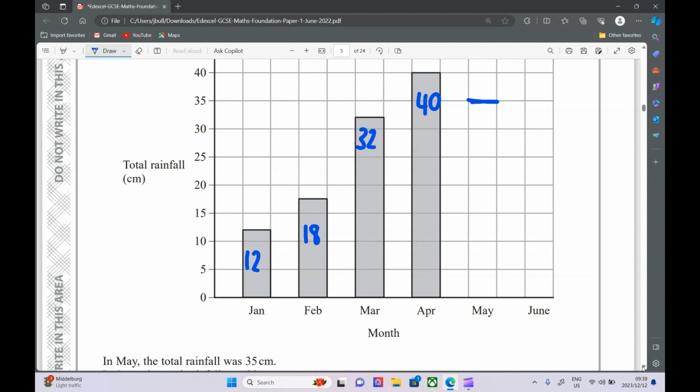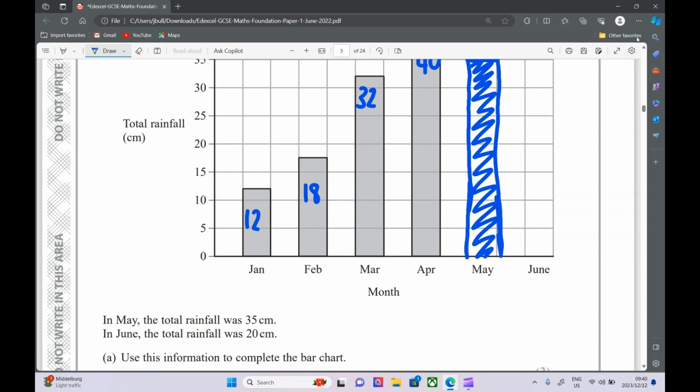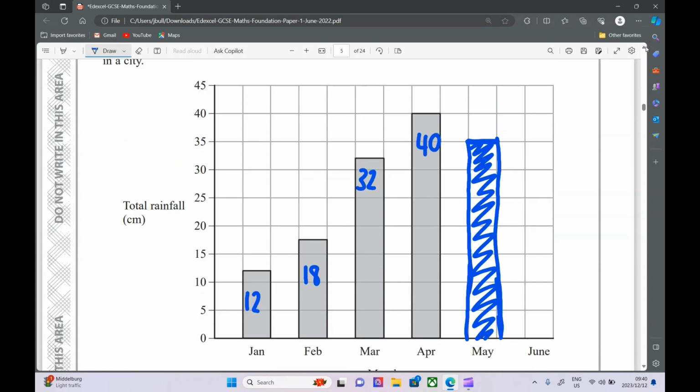Okay, again, I don't have a ruler with me, but you would have a ruler, so you would just draw this in really nicely. Just make sure you stick it in that column. Okay, yours would be a lot neater than mine. You can colour it in if you want to. You don't have to. You could just draw it. Okay, so that is 1 mark there. And then they say in June, the total rainfall is 20. So again, you're going to go to the June column. You're going to draw across at 20 like this and draw down with your ruler.